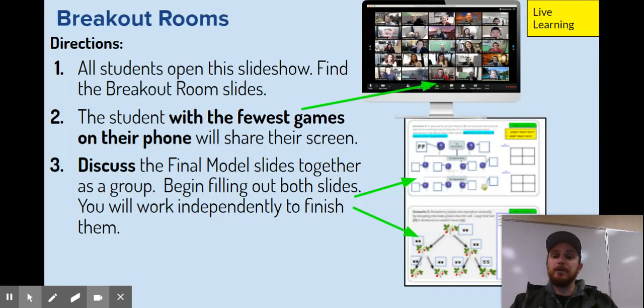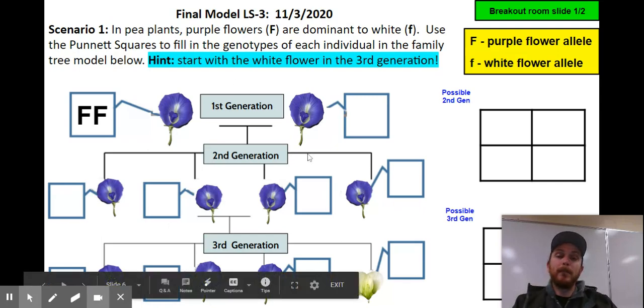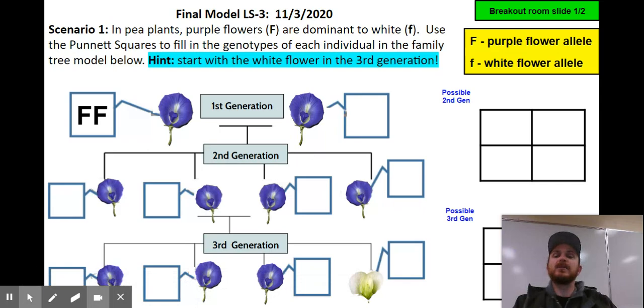Okay, so in your breakout rooms today, we are going to be working on the final model. And since you missed live class, I'll just talk to you about it right now. In this model, we've moved away from puppies, we moved away from mice, and we're talking about pea plants. A pea plant is actually the famous genetics organism. The very first time a scientist, who was actually a monk, Gregor Mendel, 150 years ago, was first discovering this idea of dominant and recessive alleles, he did it by looking at pea plants.